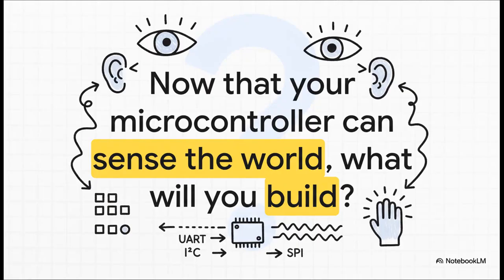And there you have it. We've gone from the basic idea of sending one bit at a time all the way to understanding the languages of UART, I²C, and SPI. We've seen how these tools let us connect our isolated little brain to sensors that give it eyes, ears, and a sense of touch. These protocols are your key to building smarter, more interactive projects. So the only real question left is, now that you know how to make your microcontroller sense the world, what are you going to build with it?